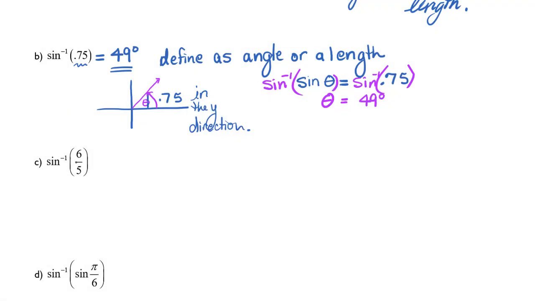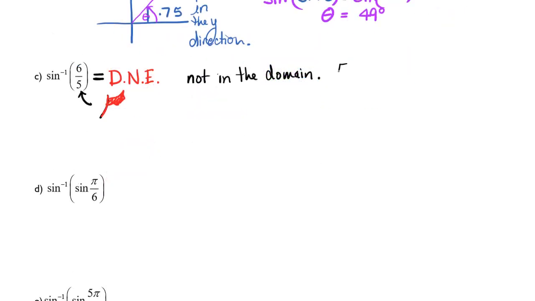Now let's look at sine inverse, or arcsine, of 6/5. Hopefully this should be giving you a little red flag, because this is not in the domain. Does not exist. Remember, the domain is from -1 to 1 for arcsine.